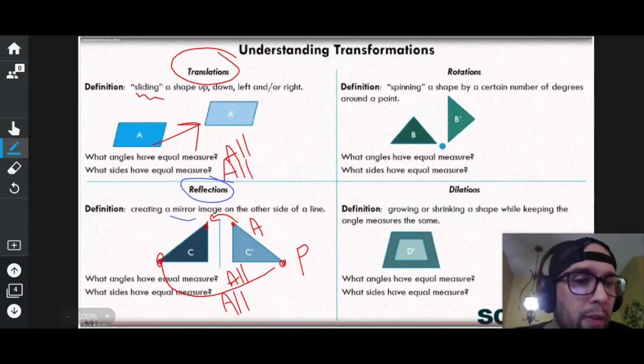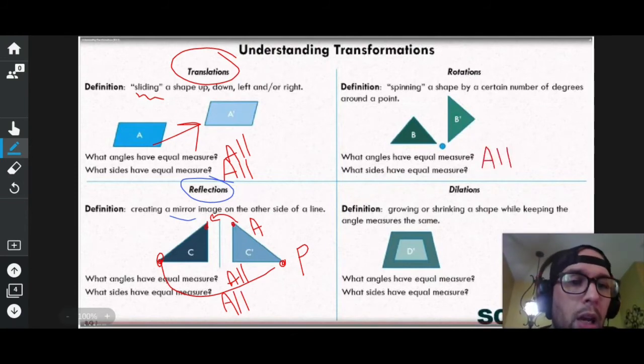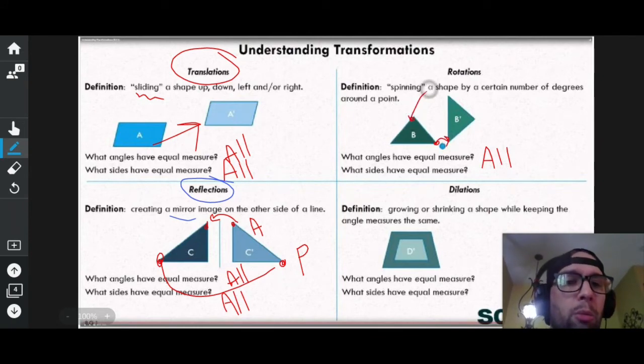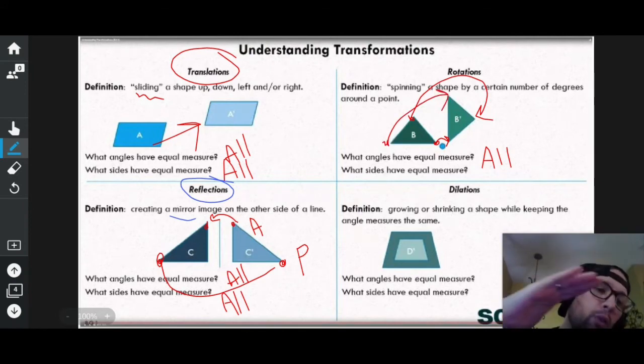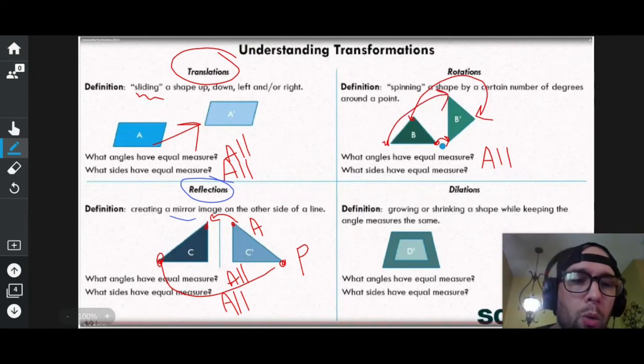So what angles have the same measure? All of them again, because this guy is just going to move to that guy. This guy is going to move to that guy. Okay, this guy is going to move to that guy. Everything rotates. They all have the same size too. Nothing gets bigger, nothing gets smaller.